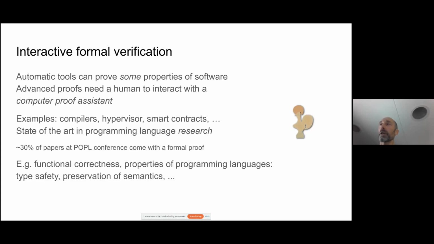If you look at a conference like POPL, Principles of Programming Languages, then about 20-30% of the papers actually come with a formal proof, because no one actually wants to read your long, tedious appendix where you do an enormous induction proof, and papers are actually rejected there because, well, people basically didn't do their homework. So if you're looking at what's happening in programming language research, that's the kind of tool that you want to use. And so what do you prove? Things like functional correctness, properties of programming languages like preservation of semantics, type safety.